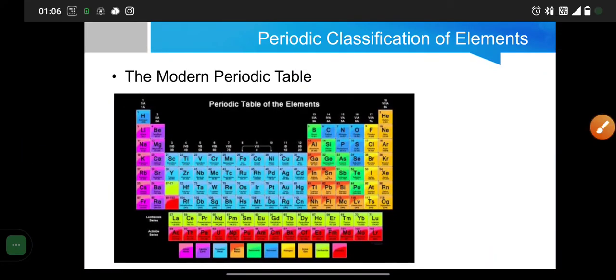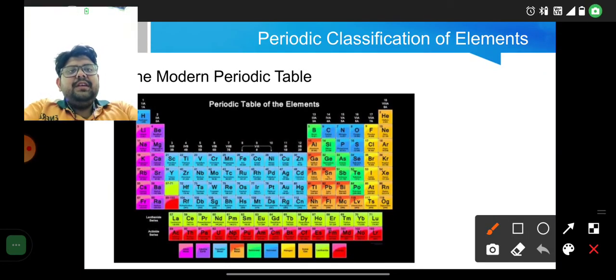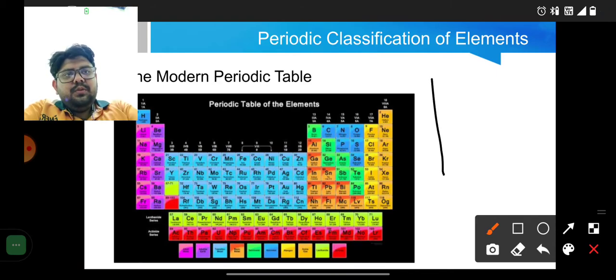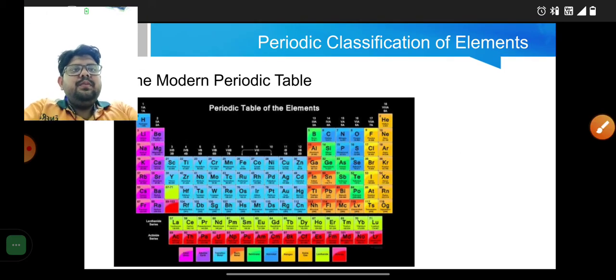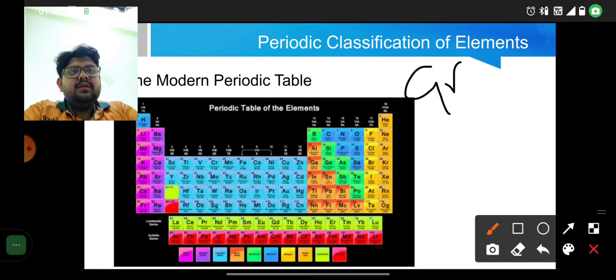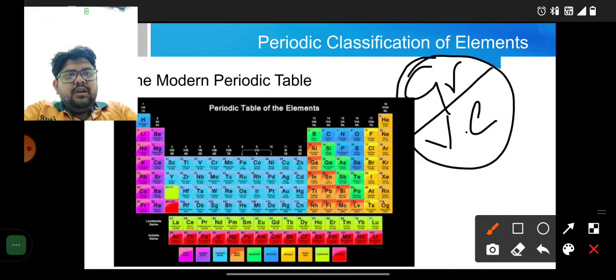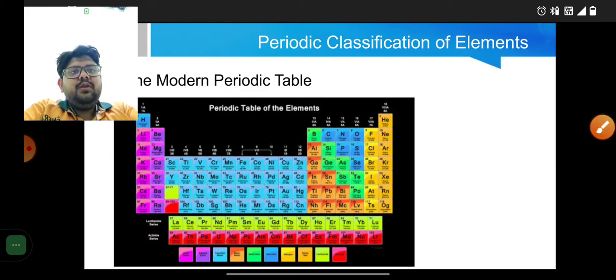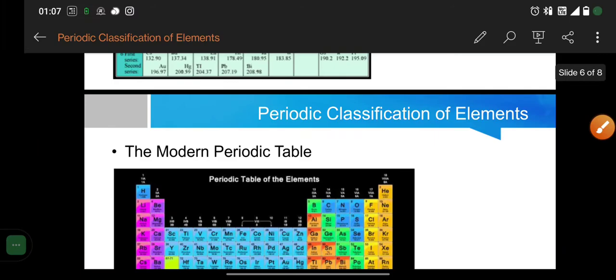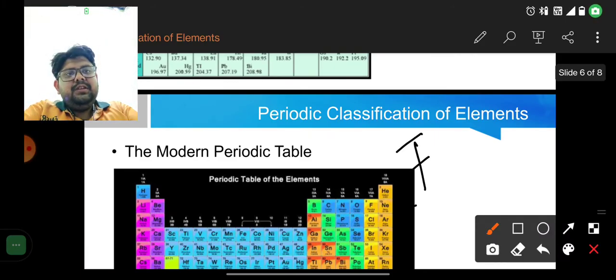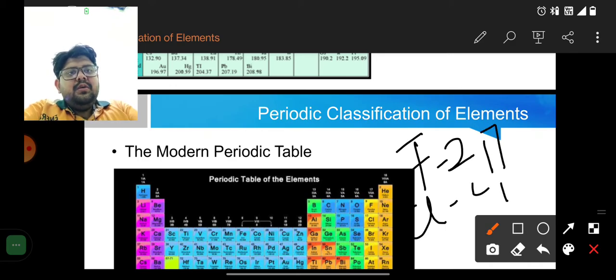The question arises: on which basis did he divide the elements into groups and into periods? For a group, he took those elements which have the same number of valence electrons. To clarify this, I want to take an example of two elements, fluorine and chlorine. When we write the electronic configuration of these two elements, we will observe that the number of electrons present in the outermost shell is the same.